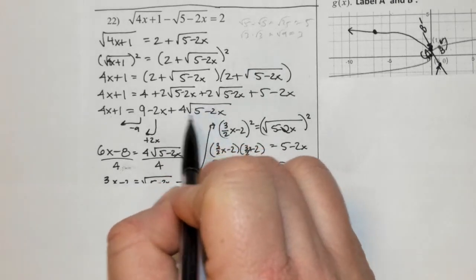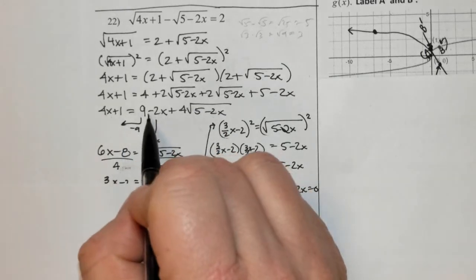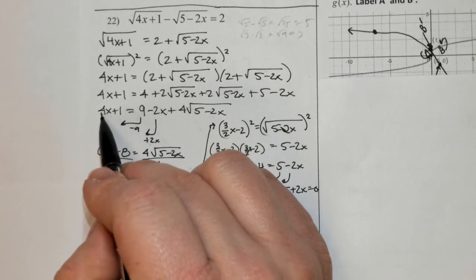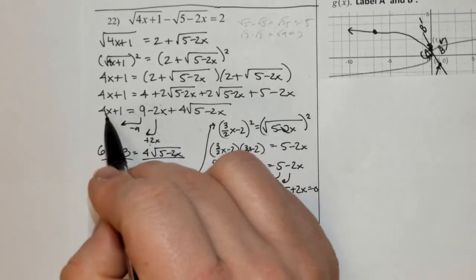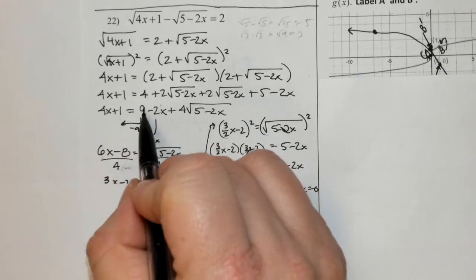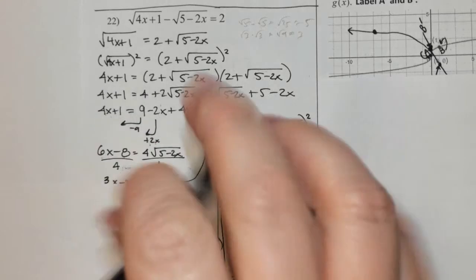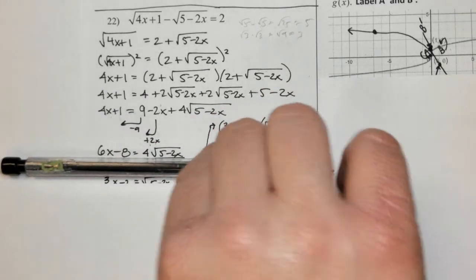I want this to be by itself, so I'm going to start by moving the 9 over by subtracting, moving the negative 2x over by adding. So on this side I have 4x plus 2x. 4x plus 2x is 6x. And 1 subtract 9 is negative 8. This is where I am at this point. Again, my goal is to isolate the x.